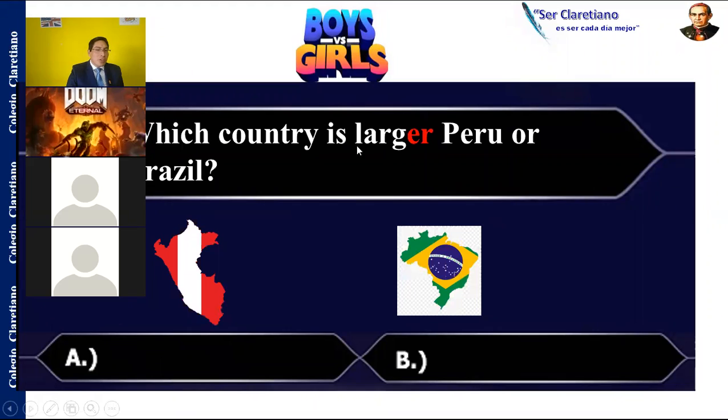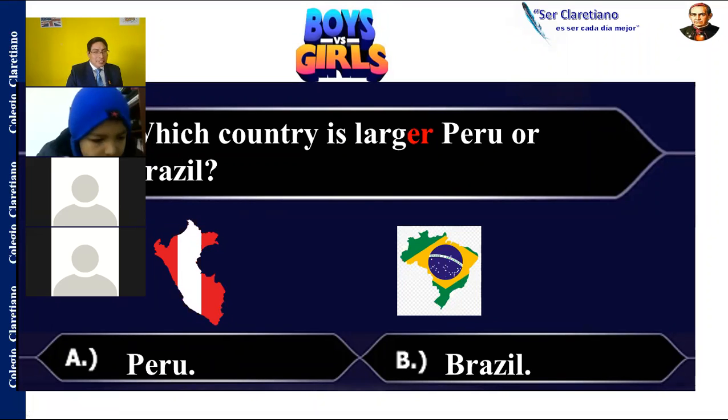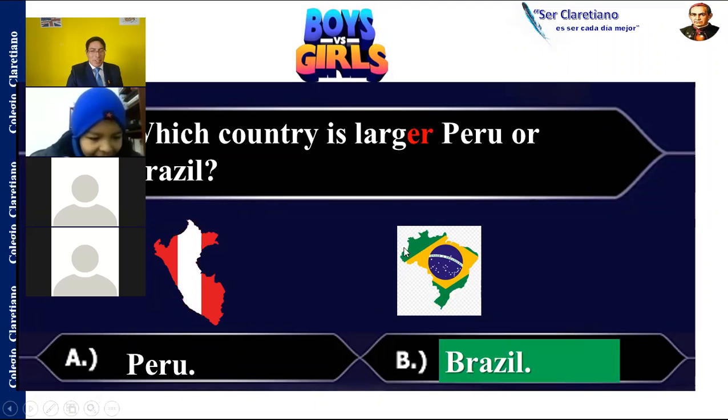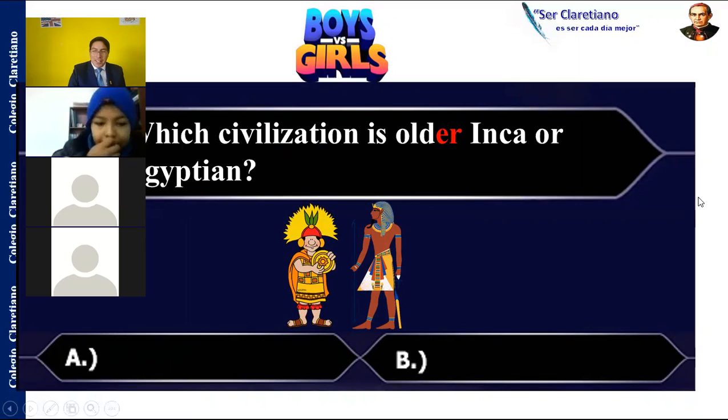And we also learn this adjective, large. Large is a synonym of big, remember. And the comparative is larger, no? Marcelo, please, which is larger, Peru or Brazil? Brazil, teacher. Thank you, Marcelo. Obviously, Brazil is larger than Peru, okay?